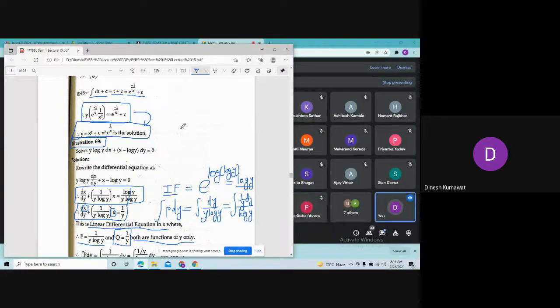Now will y come or x come? Sir, x. Because our differential equation is linear in x. When it is linear in y, we say y into integrating factor. Now this is linear in x, so what will we say? x into integrating factor. Is it clear? Yes sir. And this is equals to integration of q into integrating factor dy plus c. Yes sir. Okay, now just plug the value of integrating factor over here.